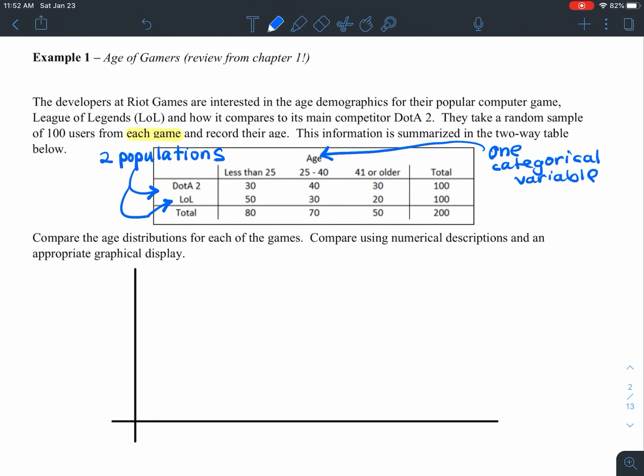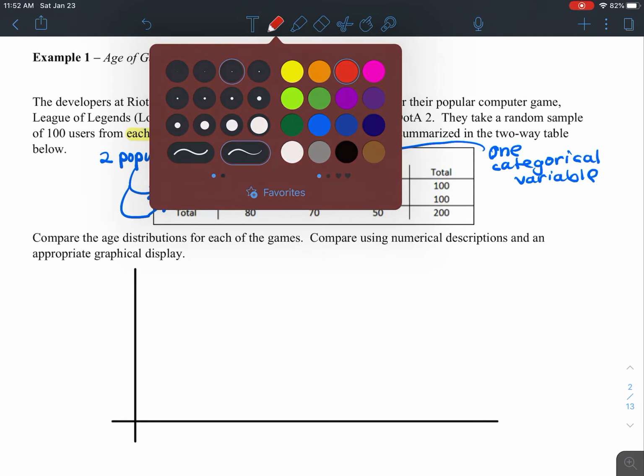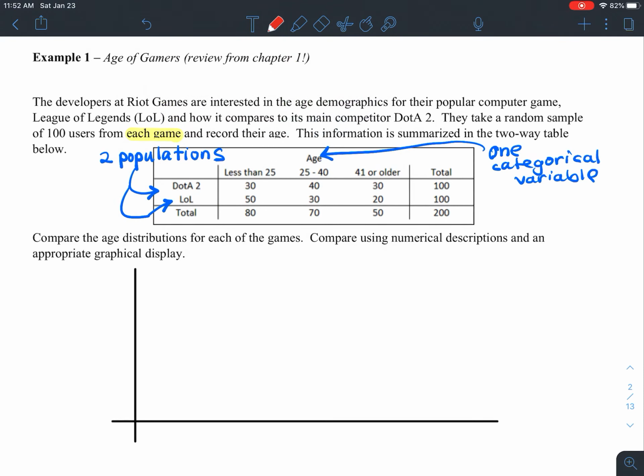I'll tell you another really giveaway here to using this chi-square test for homogeneity is almost always, if it's not an experiment, that would give it away. You can see the information is often presented in a two-way table, and that is a key indicator as well of using the chi-square test for homogeneity. So you want to be looking for that to help you distinguish between this test versus the chi-square goodness of fit test. And so what we did back in chapter 1 is we were asked to compare these age distributions. You can see they fall into 3 different age categories: less than 25, between 25 and 40, and 41 or older.